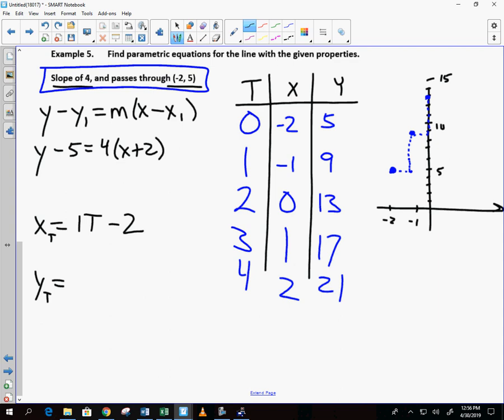Let's look at the y value. As t goes up by 1, what does y go up by? 4. Hey, when t is 0, what is y?